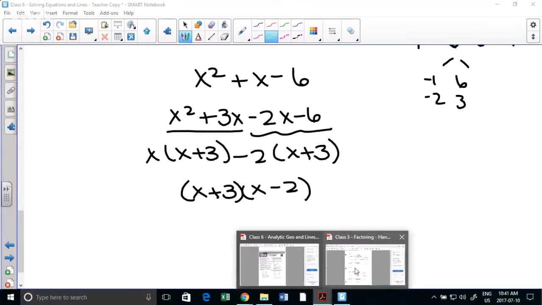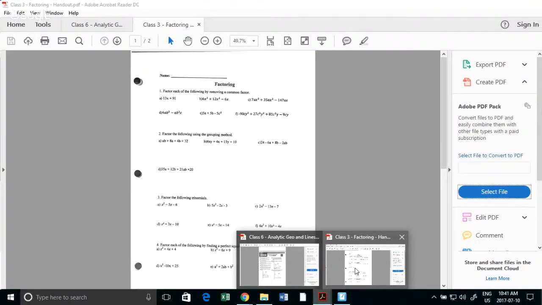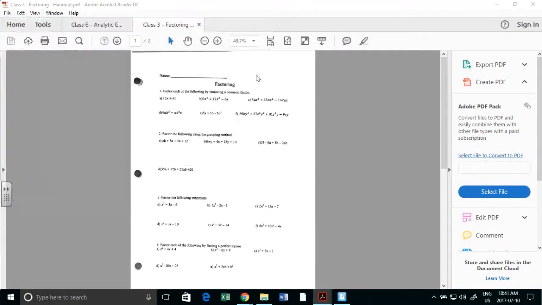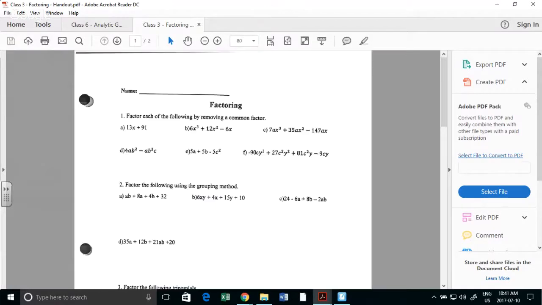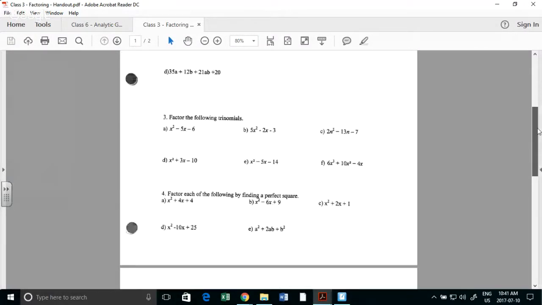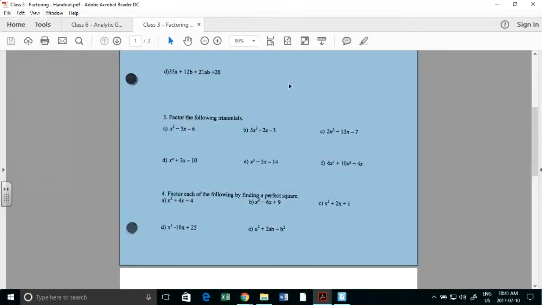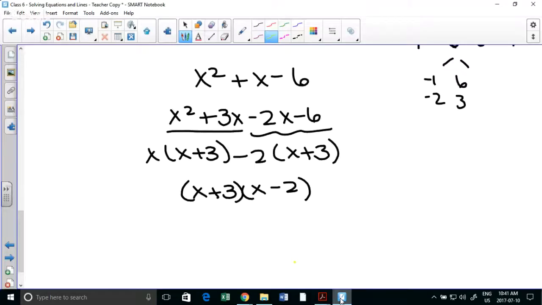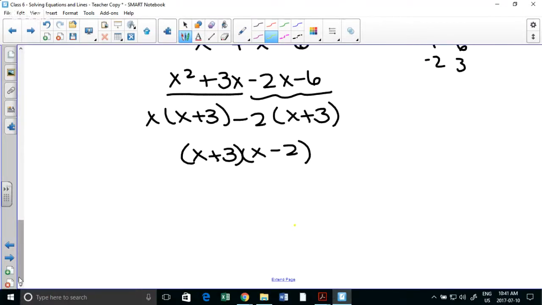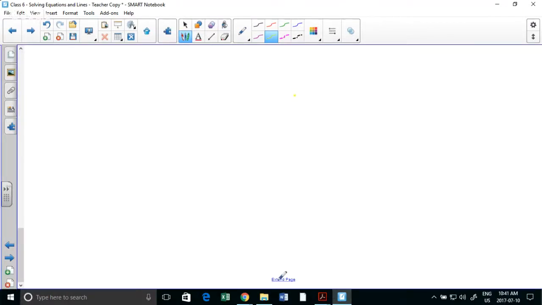Emily, you asked me for the factoring package 3. Cancel. What is happening? 3B. Would that be this one right here? Yes. Okay, perfect. 5x squared minus 2x minus 3. Ooh, not yellow.